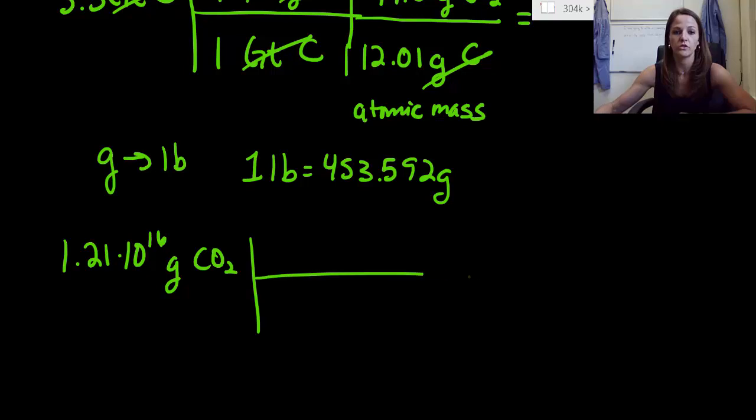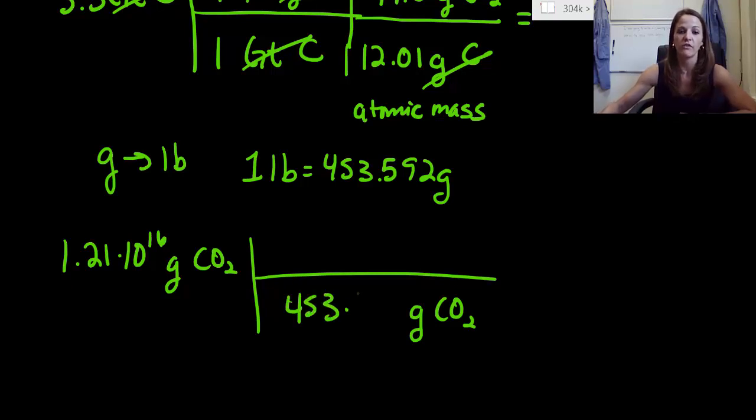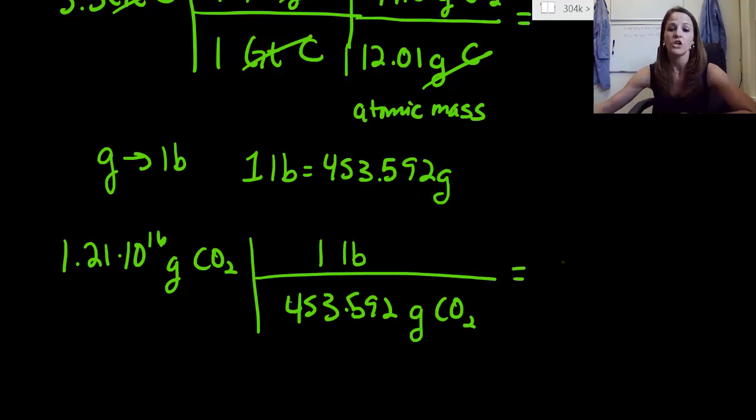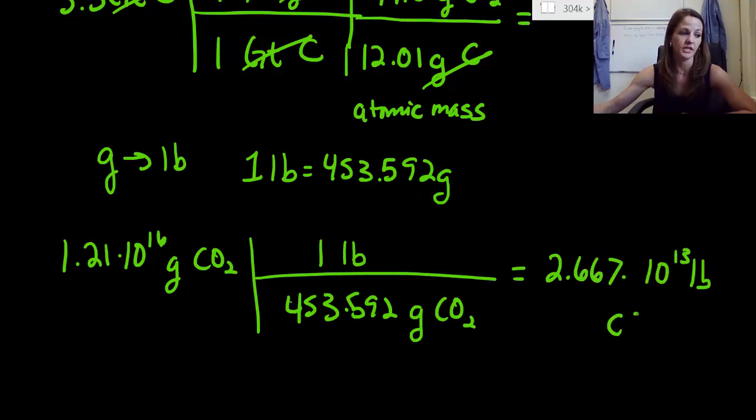We're going to draw our little railroad tracks again. Grams of carbon dioxide is on the top here, so we need to have grams of carbon dioxide on the bottom again. Well, we know 453.592 grams are in 1 pound. We take 1.21 times 10 to the 16th, multiply it times 1, divide by 453.592, and we end up with a value of 2.667 times 10 to the 13th pounds of carbon dioxide.